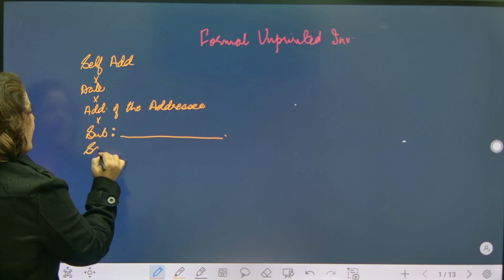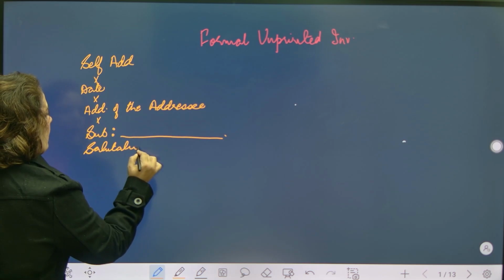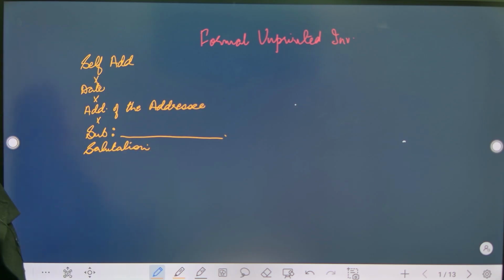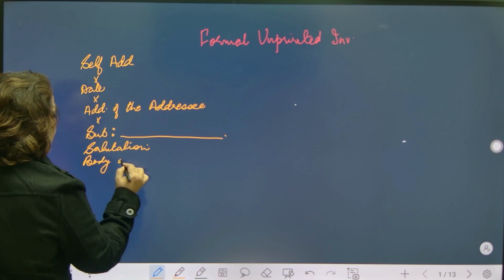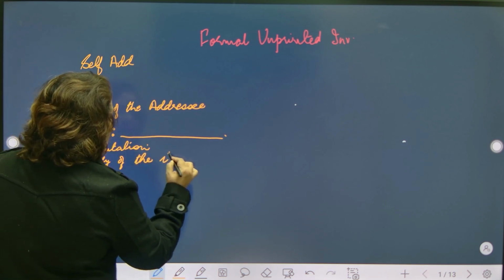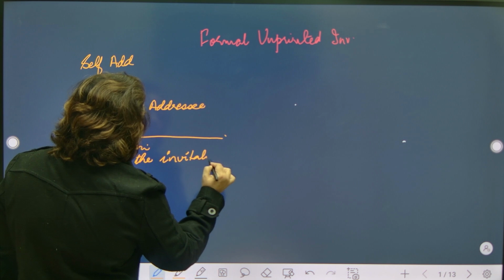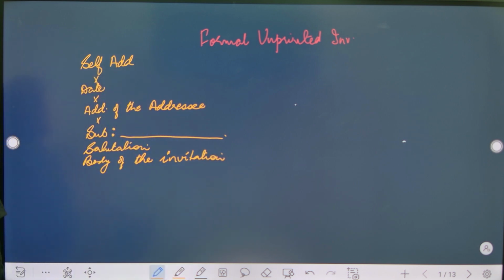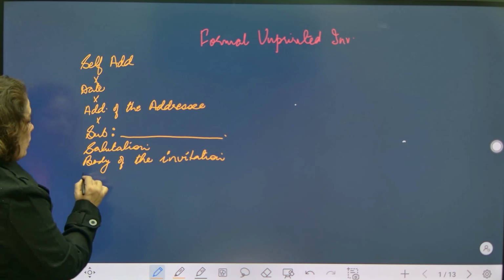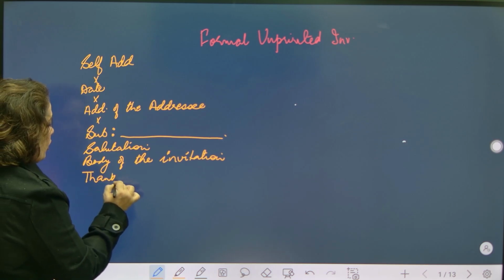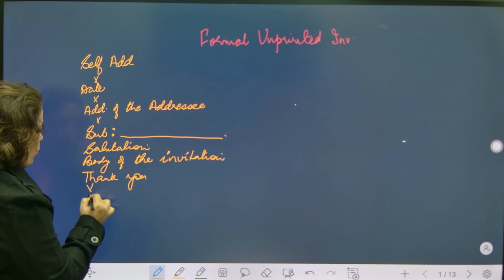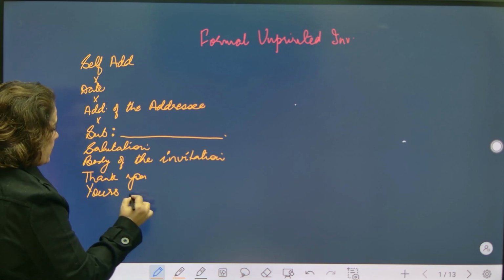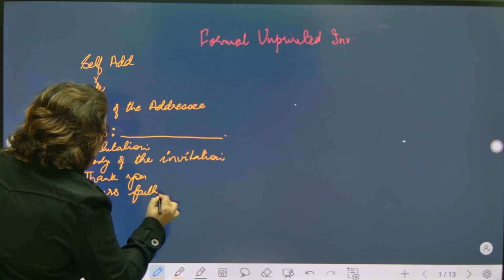After that comes the salutation: dear sir, dear madam, whatever. After salutation, you write the body of the invitation, inviting somebody as the chief guest or the guest of honor. Once you are finished with the body of the invitation, then you are going to write thank you. No commas anywhere. And yours, capital Y, yours faithfully or truly.